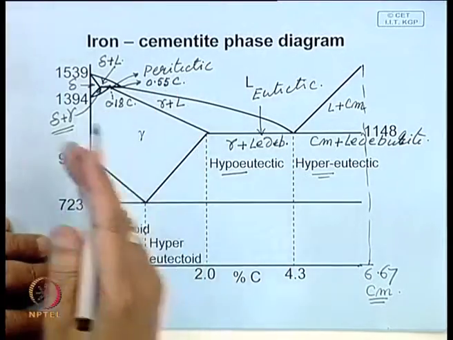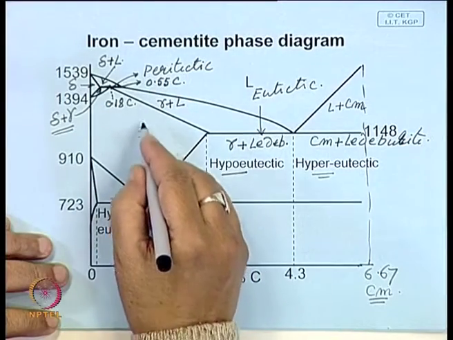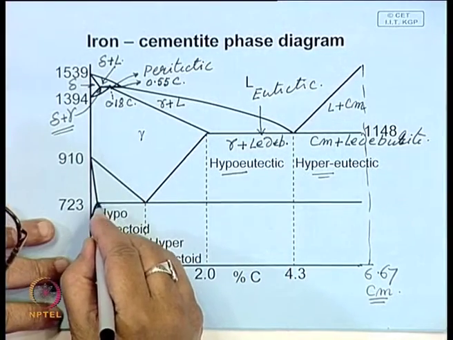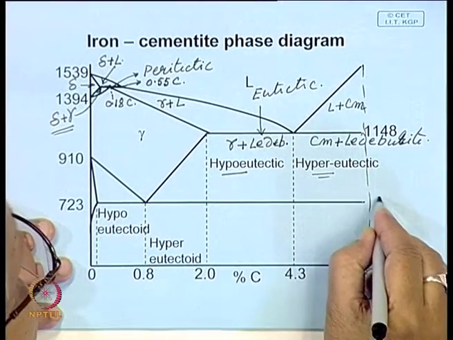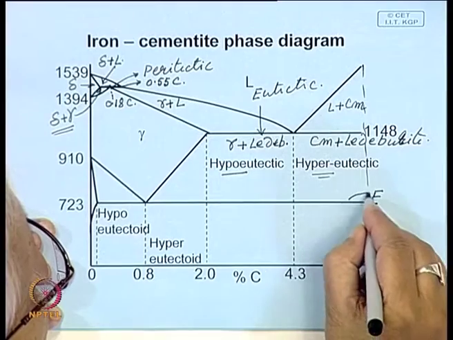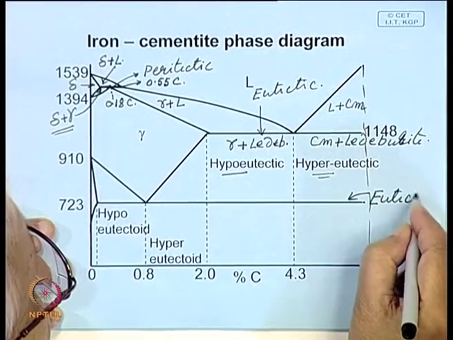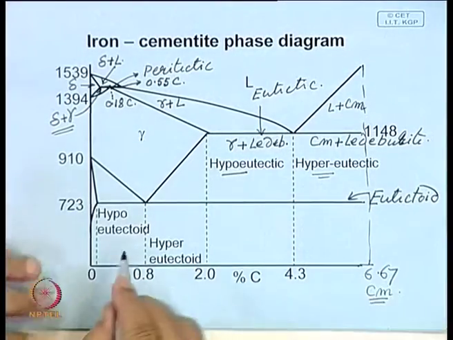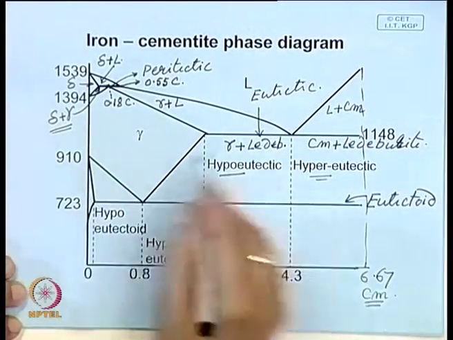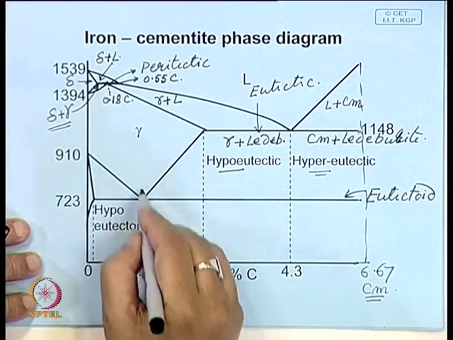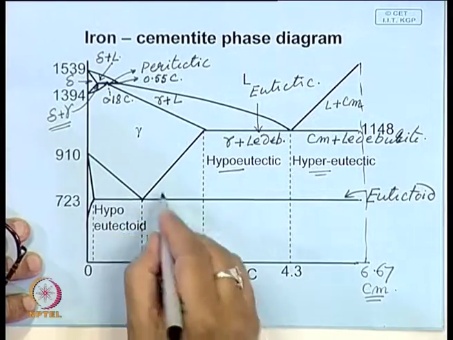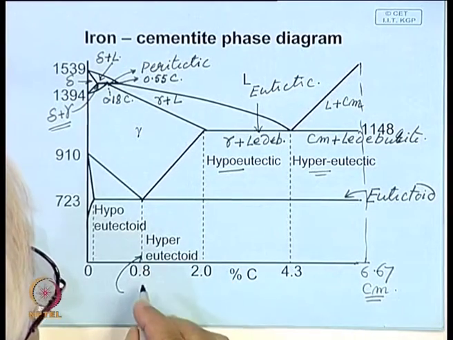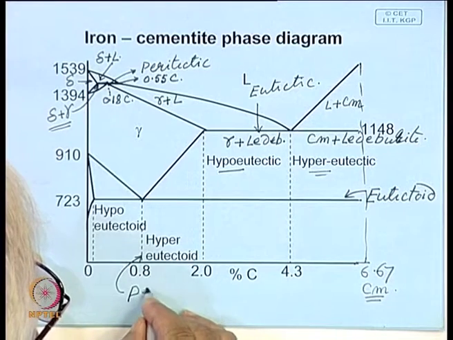Now, what happens on this side? On this side, if you cool gamma to around 723 degree centigrade, this is the other isotherm, the eutectoid isotherm. Here that gamma reacts, and gives you an eutectoid structure, and this eutectoid structure, we said, is called pearlite.